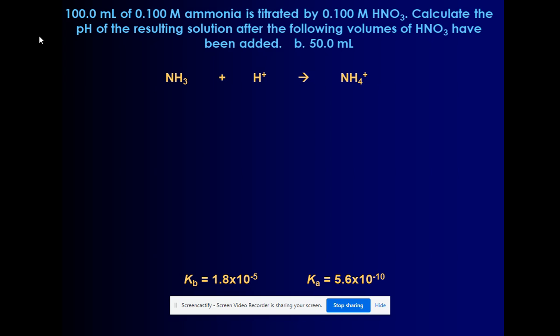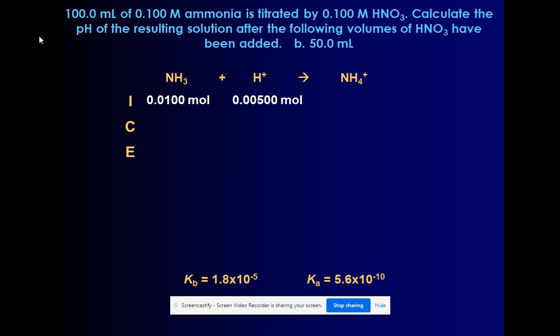In part B, now we're going to start to form our buffer since we will have some strong acid that is being added to the weak base. We'll need to find the moles since we're dealing with stoichiometry of both components. Do that by multiplying volume times molarity. I got 0.0100 moles of ammonia, and I got 0.00500 moles of hydrogen ions.